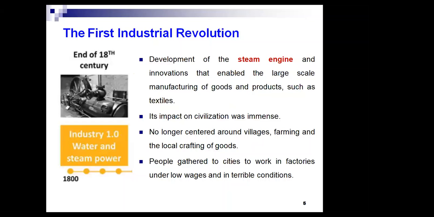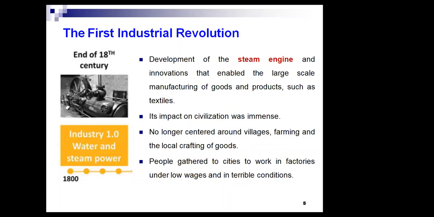So before getting into the value engineering, how we can utilize these available facilities, CAE, for product improvement, we need to understand the industrial revolutions, how it happens. So the first industrial revolution, in the 18th century, started with the invention of the steam engine, and the innovation's impact on civilization.